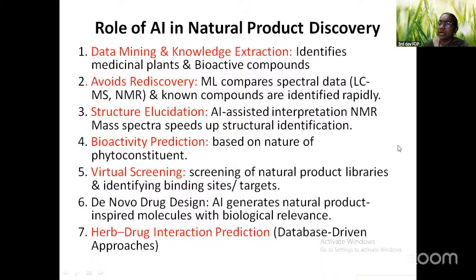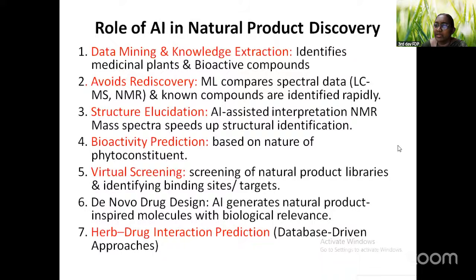So coming to the role of AI in natural product discovery, this mainly deals with 7 parameters. One is data mining and knowledge extraction. Here it identifies the medicinal plants and the bioactive compounds. Second, avoiding rediscovery: using machine learning, it compares the spectral data with known compounds in a rapid manner to identify identical ones. Third one is structural elucidation.